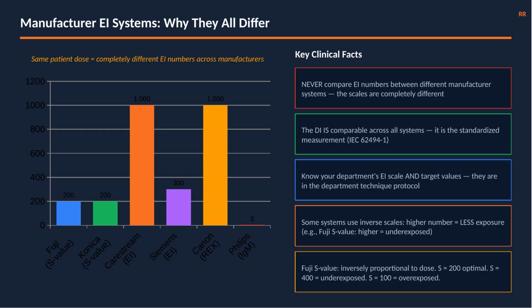Second, and this is a registry favorite fact, the Fuji S-value and Konica S-value are inversely proportional to dose. Higher S-value means less radiation reached the detector. A Fuji S-value of 200 is the typical target. An S-value of 400 means the detector received half the target dose. The image is underexposed. An S-value of 100 means the detector received double the target dose. The image is overexposed. The inverse relationship of Fuji S-values is directly tested on the ARRT.